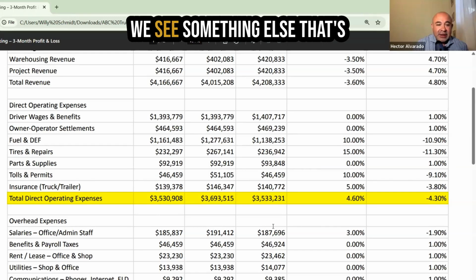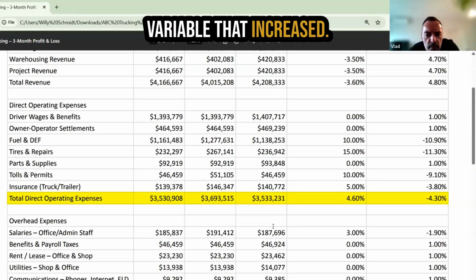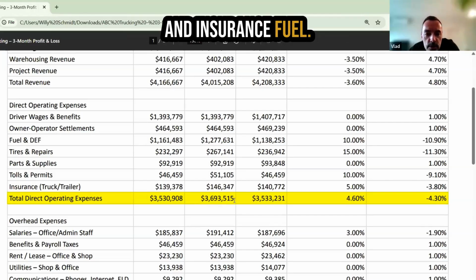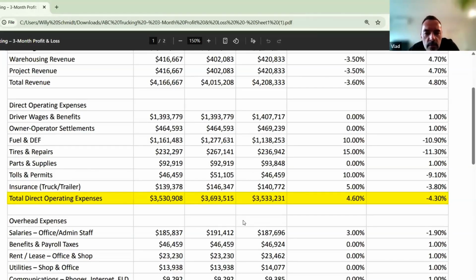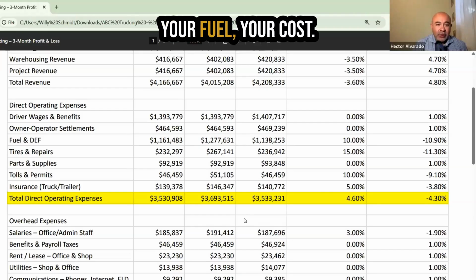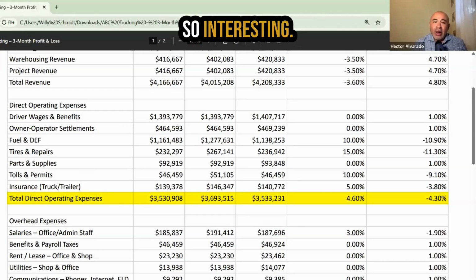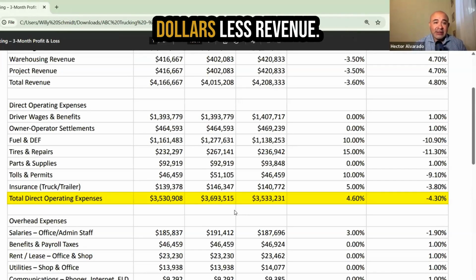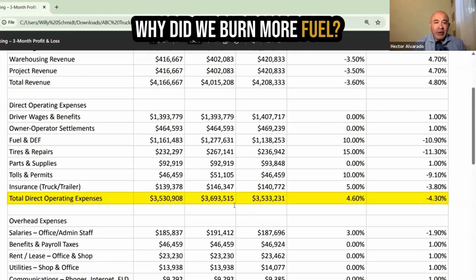We see something else that's variable that increased. Looks like tires and repairs, and insurance, fuel. Yep. Your fuel, your cost. So interesting. Let's talk about that. So we had less revenue, right? We had $100,000 less revenue. Why did we burn more fuel?